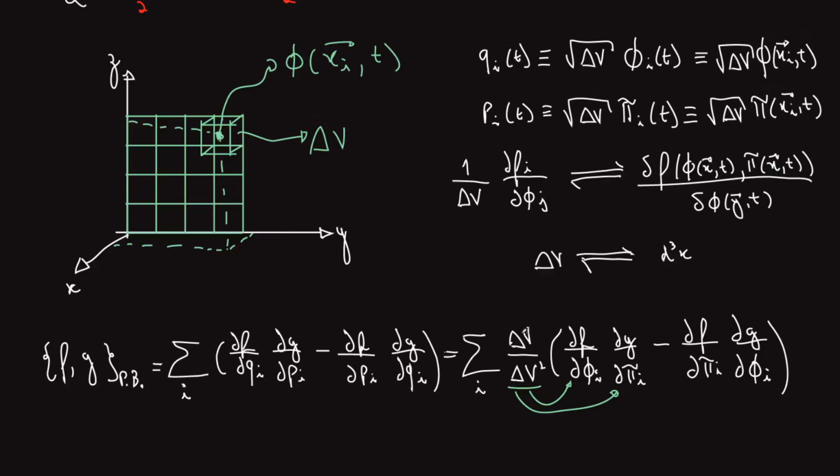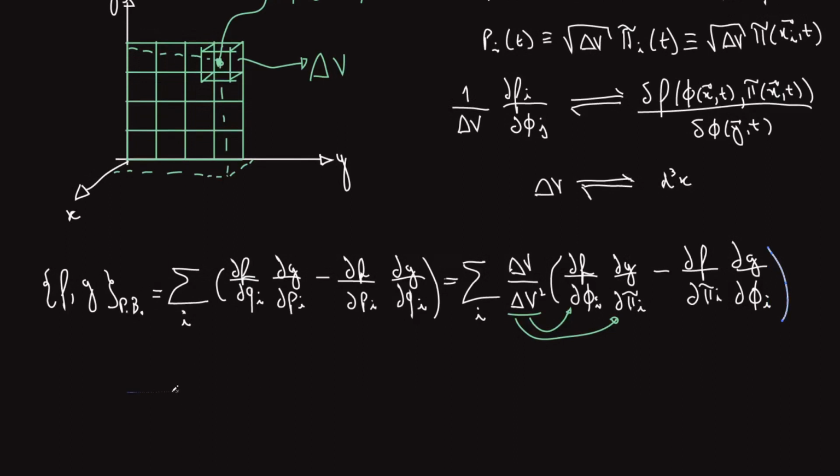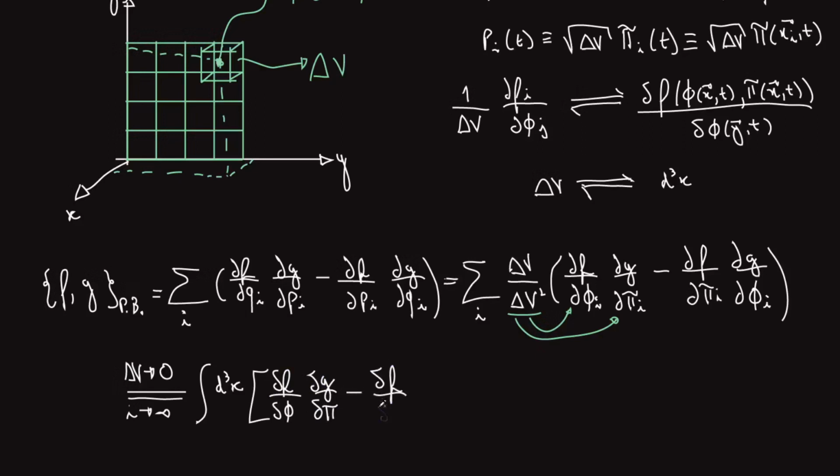And I have a leftover delta v here that, together with this sum, becomes an integral in three-dimensional space. I'm summing over all the volumes, right? That means that in the continuum limit, I have an infinite number of i's, volumes go to 0. This part becomes just the integral in d3x. And all these derivatives inside become functional derivatives according to this dictionary, right? So they are just delta f, delta phi, delta g, delta pi, minus delta f, delta pi, delta g, delta phi.